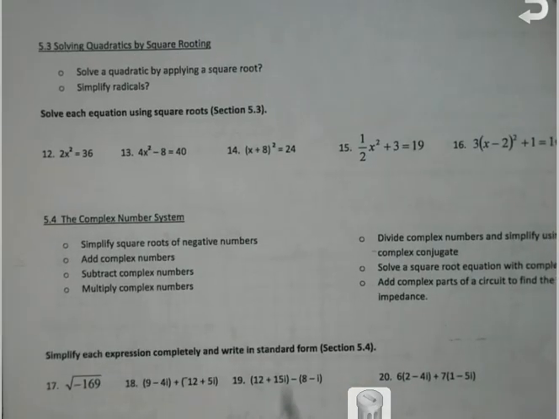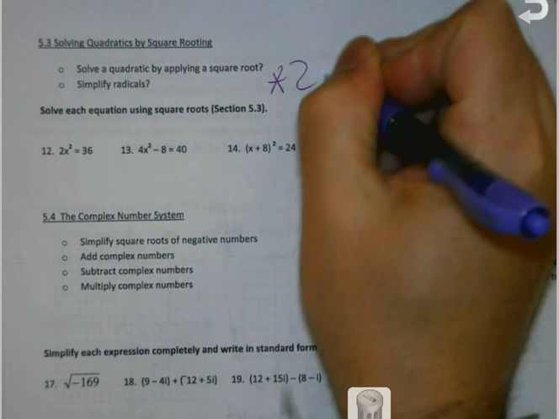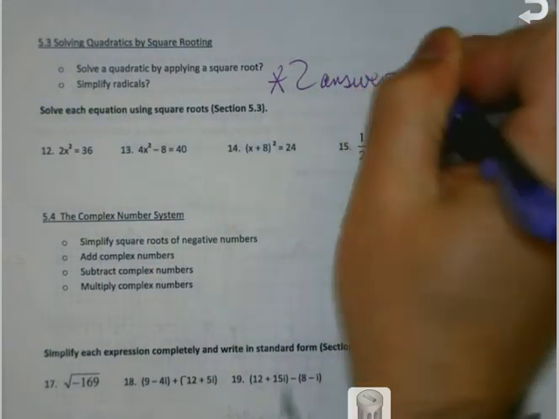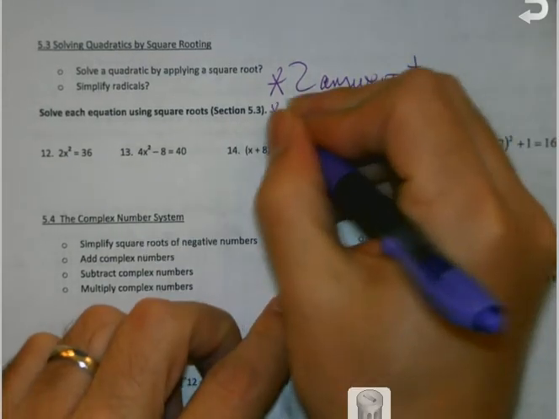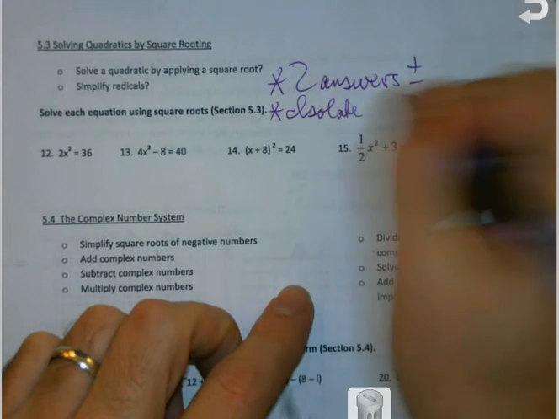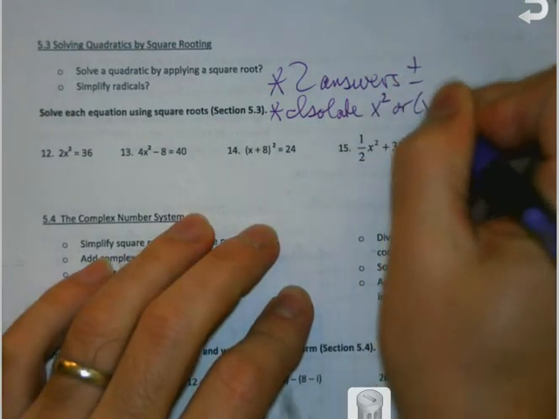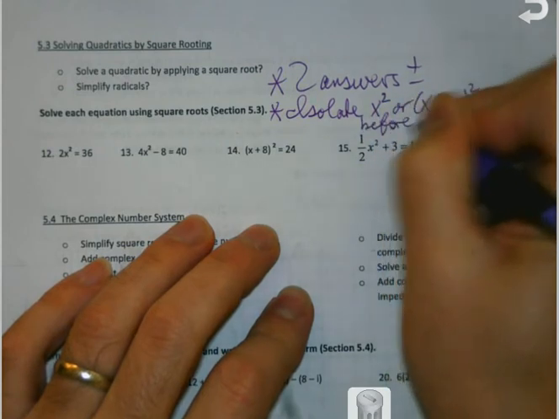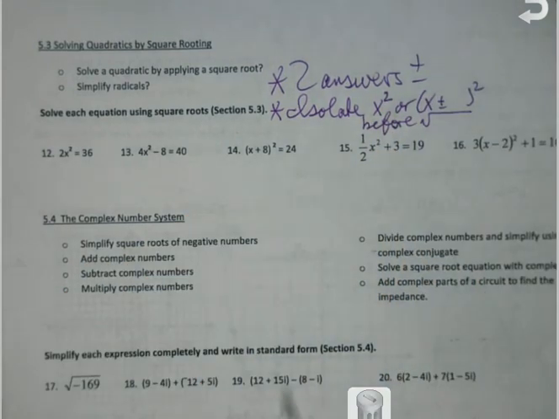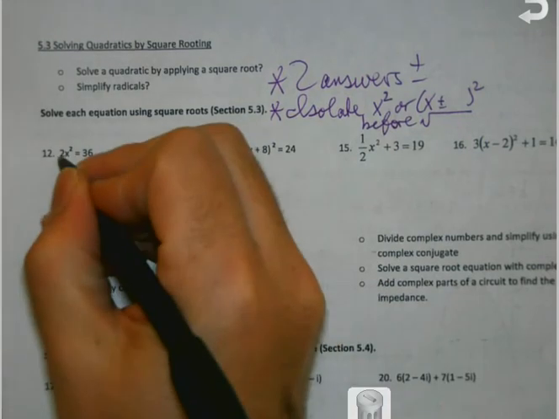All right, solving by square rooting, another special thing to take note of here. Make sure you get 2 answers. These are plus minus, they're quadratics. That little 2 means something, it means there's 2 answers. My other thing to remind you of, isolate your x term before you square root it. You can't square root number 12 right now. No. You've got to divide both sides by 2 first.